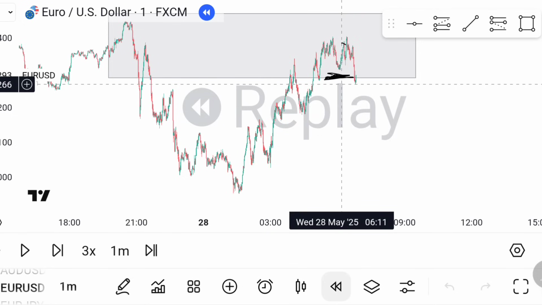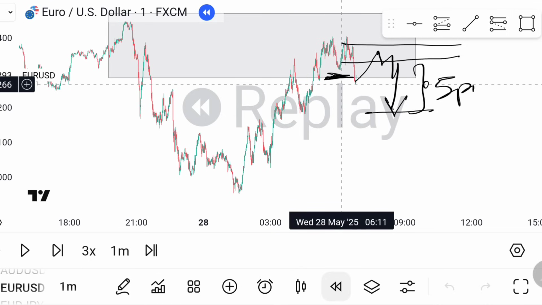So you now have to mark this order block. We want price to come back to this order block here in order for us to now have like 5 pips. You can do 5 pips to 10 pips, but 5 pips is the safest.